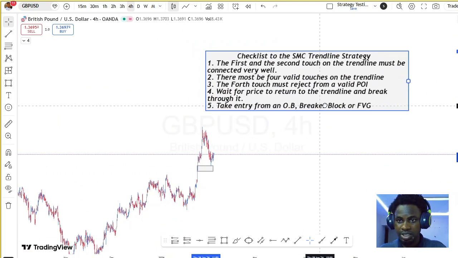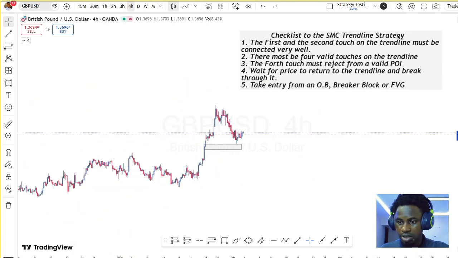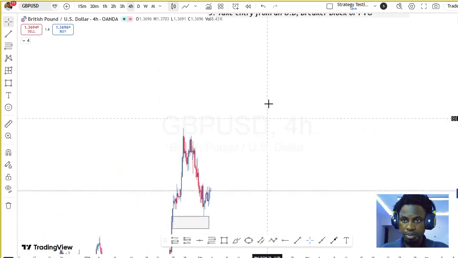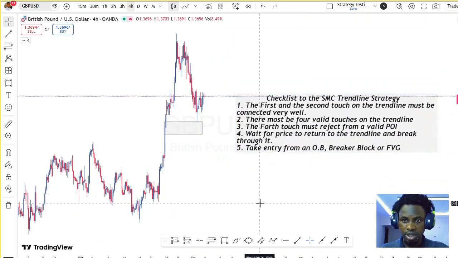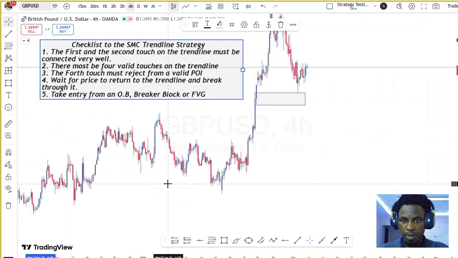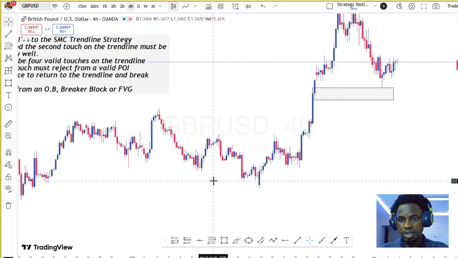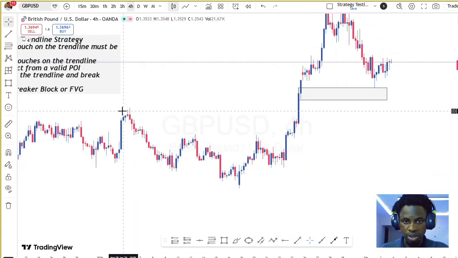So this is our checklist, and it must be confirmed. Checking here, let's see if it happened here. I want to bring this very close so that price doesn't zoom out. Let's see. I think it doesn't happen here. This was just a three touch on the trend line. This was the normal trend line strategy.